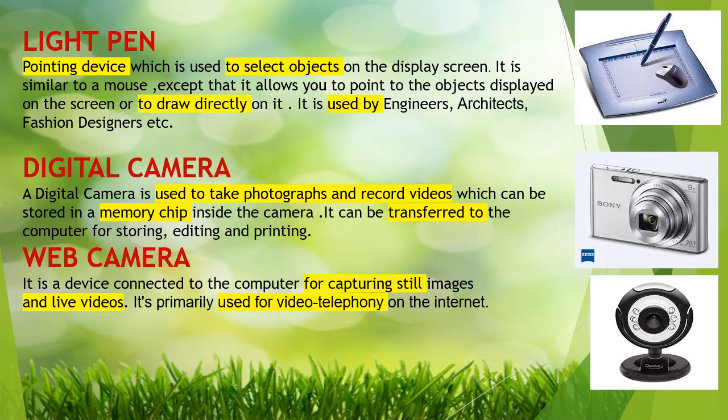The next input device is the digital camera. It's used to take photographs and record videos, and whatever you have taken gets stored in a memory chip. Later, it can be transferred to a computer for storing, editing, printing on paper, etc. The next one is the web camera. Web cameras are mainly used to capture still images and live videos, and they are connected to your computer. They can even be used for video telephony on the internet, for example Skype.